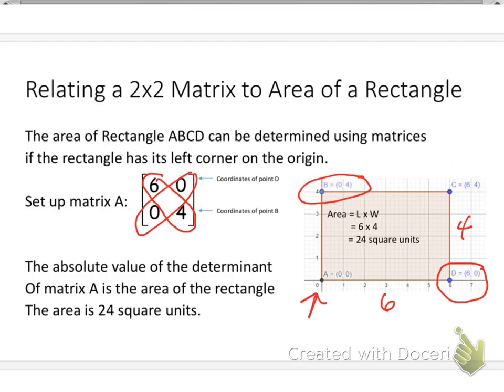Okay, we're going to go on to one other thing with matrices, minors, and cofactors, because they're going to help us get the determinant of a larger matrix.